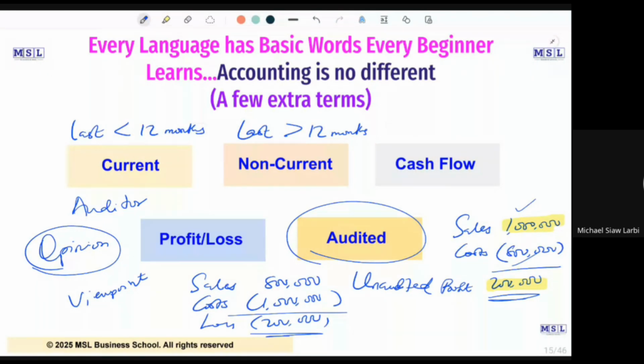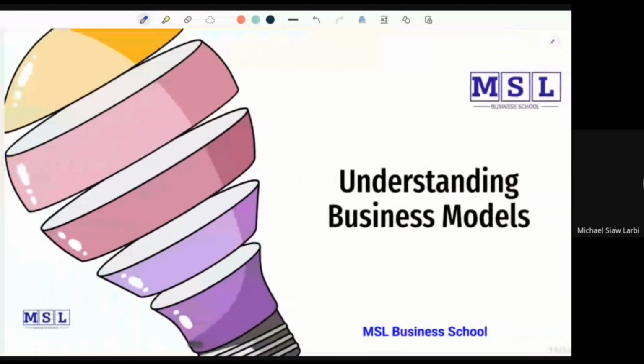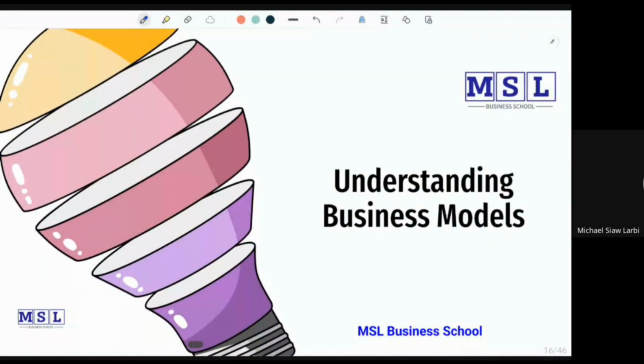Are we good? So we know the difference between audited and unaudited. Unaudited means the company has prepared the financials, but they are yet to be reviewed by that independent expert to be sure everything is in order. Are we good? So current, less than 12 months; non-current, lasting more than 12 months; cash flow; profit or loss; and then audited. Okay, let's now speak about business models.